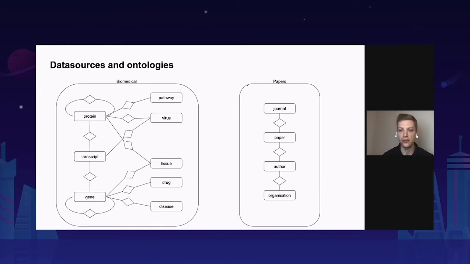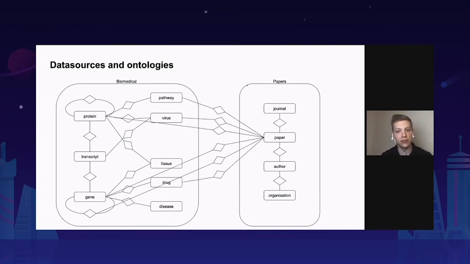And here it is. We have journals, which are related to papers, which are related to authors, which are related to organizations. Now we have to somehow link our models. We want to be able to traverse through the whole graph. So this is how we approached it. These are real-world relationships. We have biomedical entities related to papers, where the relationship type is mentioning. Whenever something is mentioned, we just create a relationship to a given paper.